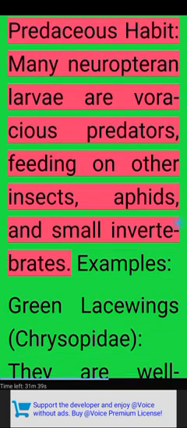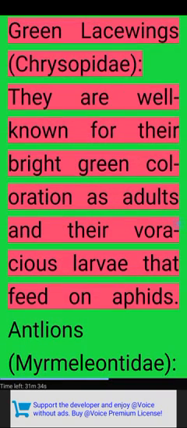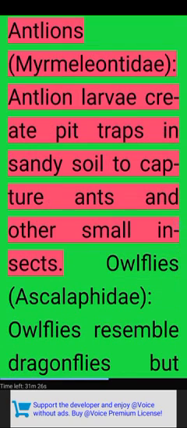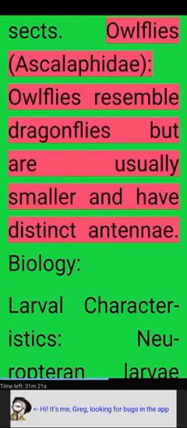Predaceous habit. Many neuropteran larvae are voracious predators, feeding on other insects, aphids, and small invertebrates. Examples. Green lacewings, Chrysopidae. They are well known for their bright green coloration as adults and their voracious larvae that feed on aphids. Antlions, Myrmeleontidae. Antlion larvae create pit traps in sandy soil to capture ants and other small insects. Owlflies, Ascalaphidae. Owlflies resemble dragonflies but are usually smaller and have distinct antennae.